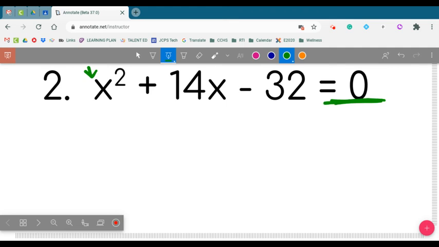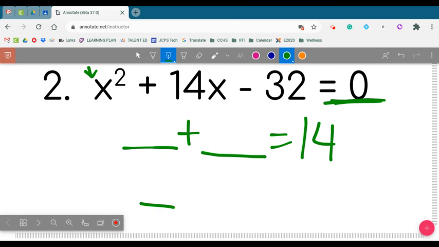I also want you to take into account that it equals 0 at the end. If it equals 0, or you have an equal sign like equals y, that means we have to completely solve. So we have to factor and then set our factors equal to 0. So I'm going to do what plus what equals 14, and what times what equals negative 32. This one's a little bit trickier.